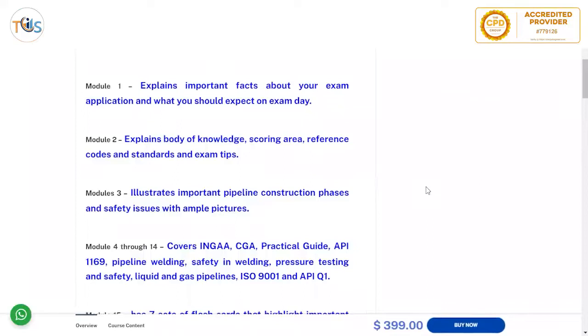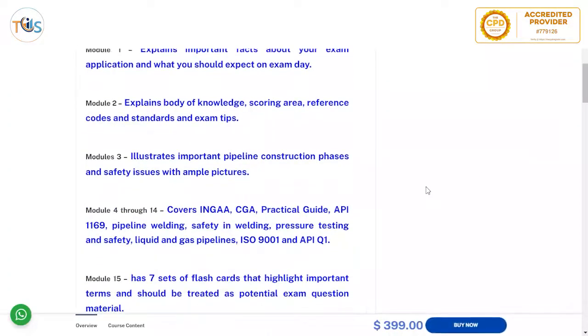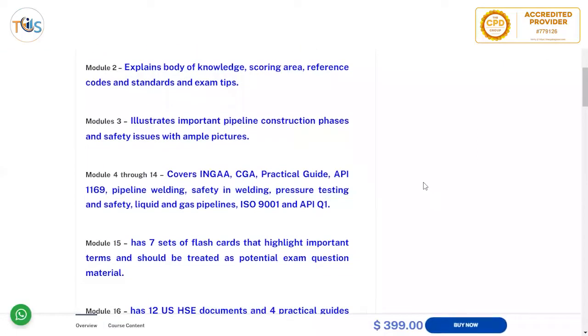Module 1 explains important facts about your exam application. Module 2 covers the body of knowledge, scoring area, reference codes and standards, and exam tips. Both of these modules are free for all to study. Module 3 illustrates important pipeline construction phases and safety issues with ample pictures, so you are more in the pipeline construction environment and more ready to answer practical types of questions.